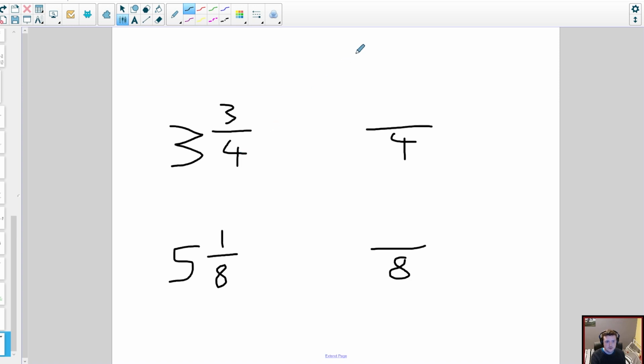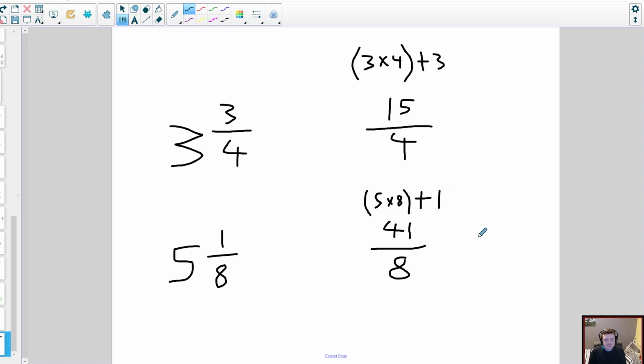So 3 times 4. And then we're going to add the top number. So 3 times 4 is 12, add 3 is 15. So we end up with 15 out of 4. What do you think this one will be then? Well, 5 eighths is 40, and then we add 1. So 5 times 8, I'm only putting them in brackets to really show you that we do this bit first, add 1 is going to be 41. So our answer is 41 out of 8 and 15 out of 4 respectively.